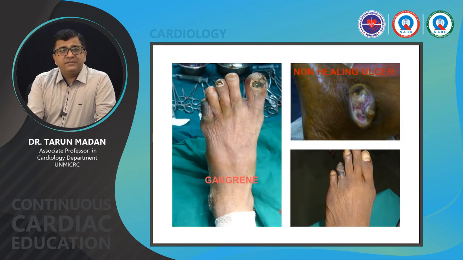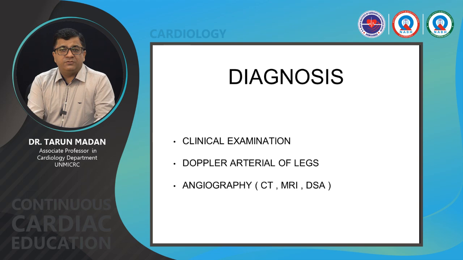So this is an example which I have shown: the patient on the left side has a great toe gangrene. Also the third and fourth toes are affected in the form of gangrenous changes. The second picture is showing a non-healing ulcer and the third picture is showing dry gangrene in the fourth toe of the left foot. How can we diagnose?